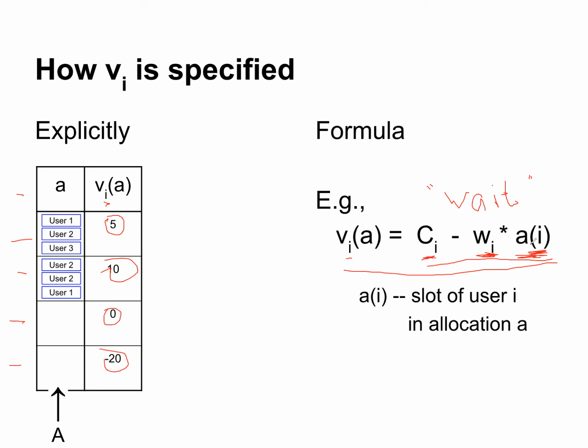If the user gets the second slot, the valuation of the happiness of the user is CI minus 2 times WI, and so on. So the later slot the user gets, the less happy the user is, and the user's happiness goes down linearly with the slot number that the user gets. It makes sense as a valuation function.